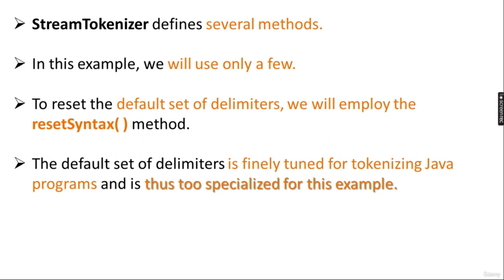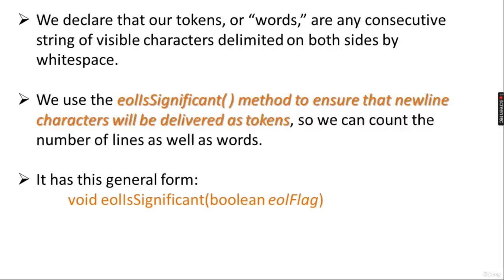So the default set of delimiters is finely tuned for tokenizing Java programs. Our tokens or words are any consecutive string of visible characters delimited on both sides by white space. So on the before side, that is the left-hand side, we have white space, and on the right-hand side we also have white space.